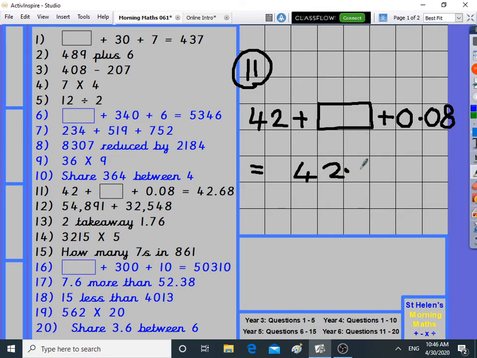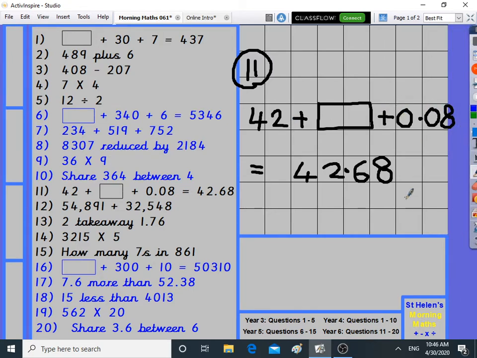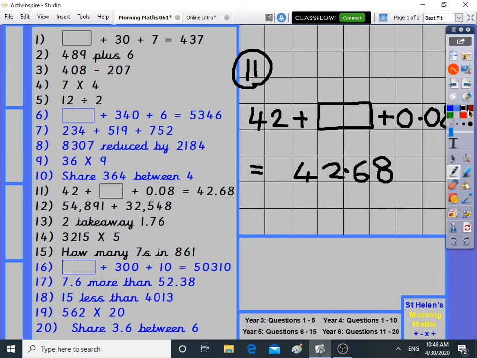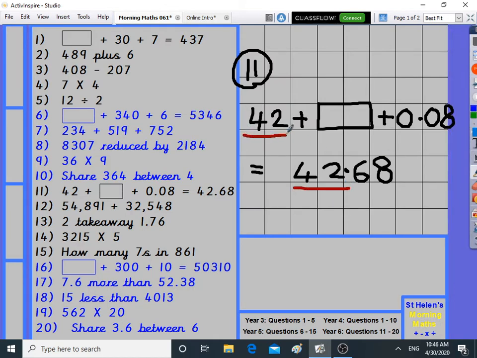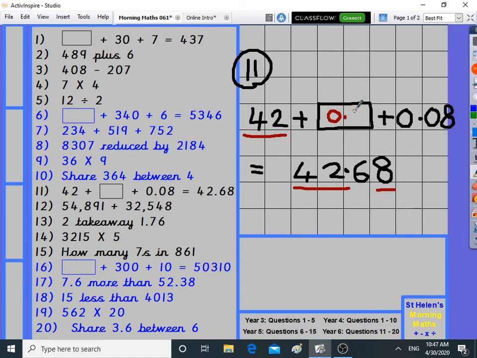What's missing is a bit of the question. So I sometimes call this a broken question, where the answer is there, equals. The answer comes after equals, doesn't it? It can actually come before equals as well, but we'll talk about that another day. The answer's there after the equals sign, 42.68. What we need is the missing part of the question. So we have got 42 plus something plus 0.08. Right, 42 is there, and 42 is there, isn't it? 0.08, that's 8 in the hundredths column. That is there. What's missing is a 6, and it's 0.6.